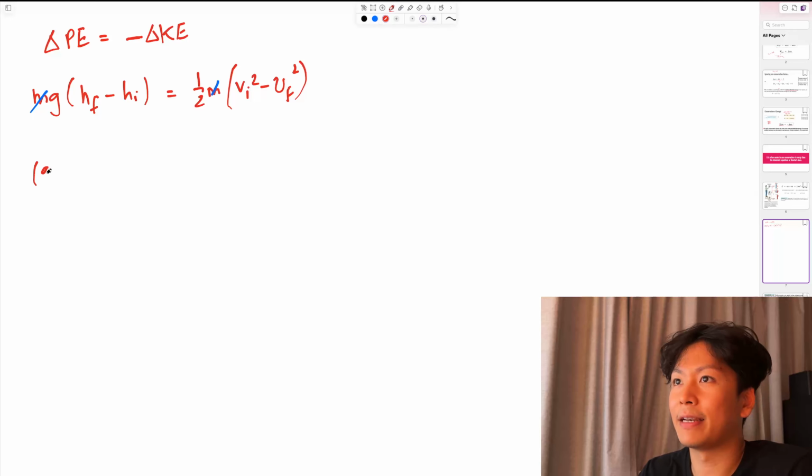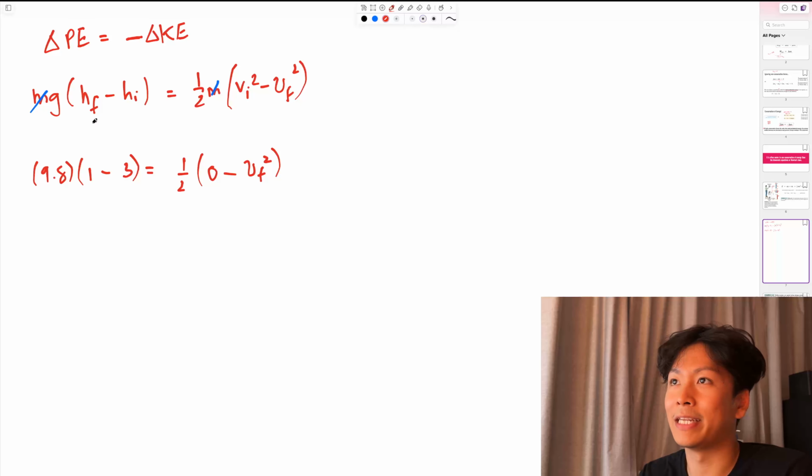So now I have 9.8 times my final height of 1 minus my initial height of 3, which is going to equal half times my initial velocity. The rock was initially at 0, so put 0 there. And then final is what I want to find. So this final here is not when it drops, but when it's at my 0.1, right? So at 1 meter. And so now I can just solve for this.